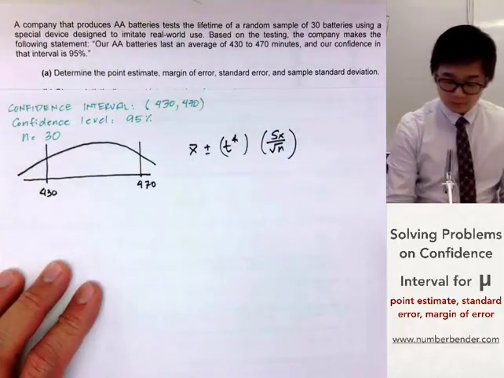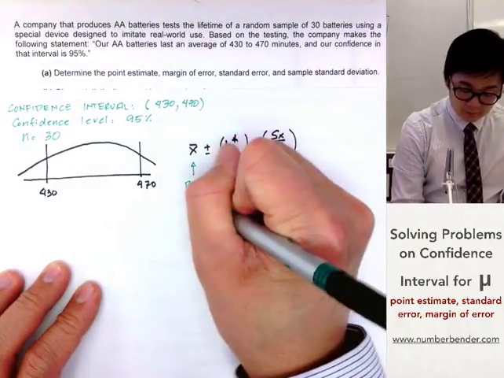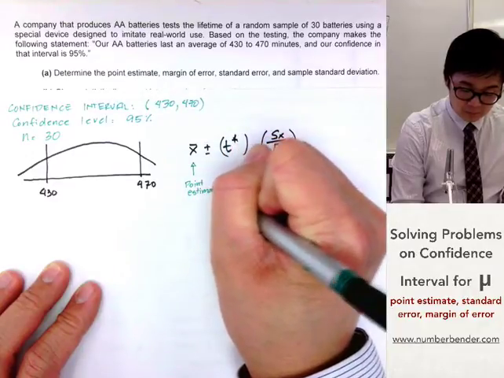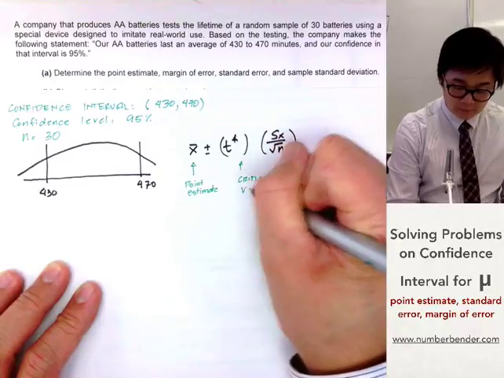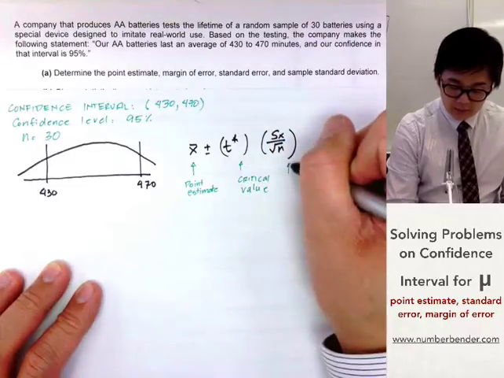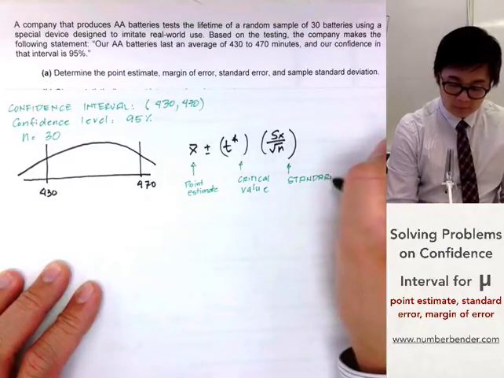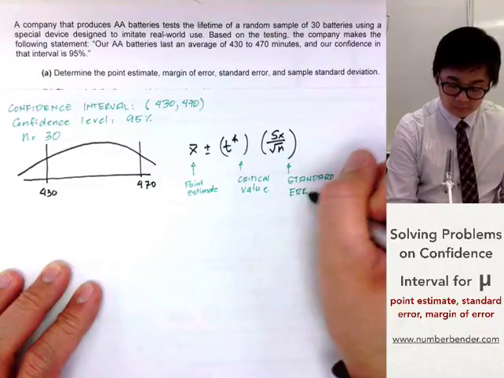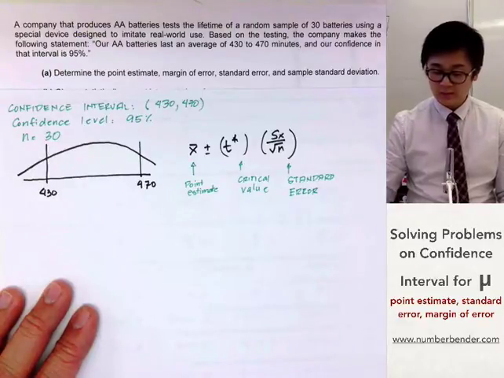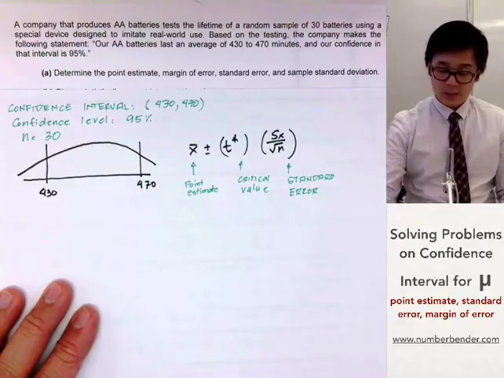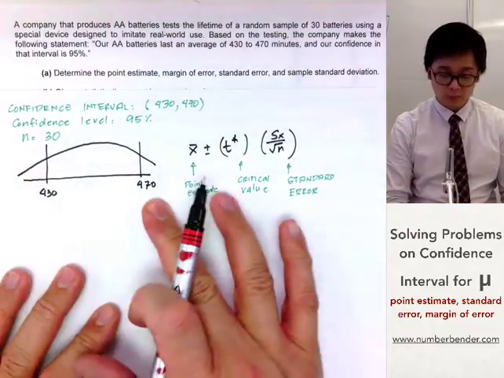Now, we know that x bar is our point estimate, t star is the critical value, and this will be our standard error. Now, if we're going to work backwards, the easiest values to find will be the point estimate and the margin of error, because we have the confidence interval already.